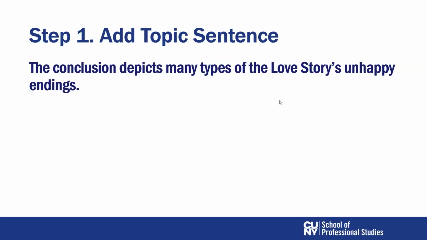All right, so if I'm trying to build a paragraph and I don't want it to just be full of evidence, I want it to be pretty well-rounded. First step is to start with that topic sentence, right? And remember, your topic sentence is the thesis of your paragraph. So in this case, the thesis statement of this paragraph is the conclusion depicts many types of the love story's unhappy endings. I was a literature student. I'm talking about a book, right? So you don't know what the book is, but you know what my main point's going to be.